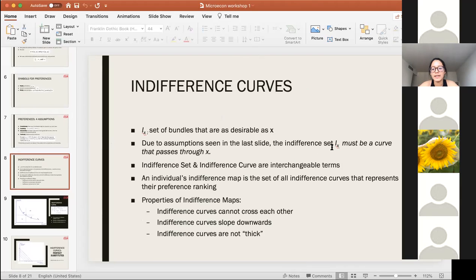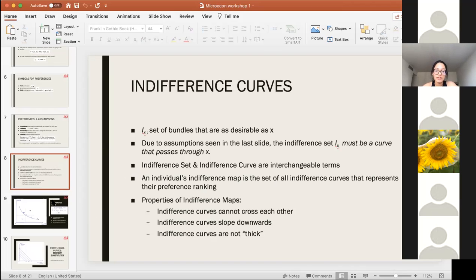Yeah, so basically the indifference curve has to be a curve that passes through the values of X. Indifference set and indifference curve are basically terms that are interchangeable. They're not really different things. An individual's indifference map is the set of all indifference curves that represents their preference ranking.